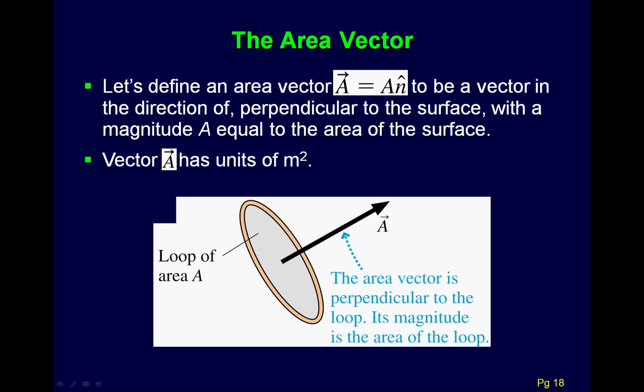Our definition for the effective area will technically be a vector, and Knight talks about this. The vector is basically 90 degrees to the surface of the loop. Here's our loop. The loop makes some plane, and this area vector is perpendicular to the loop, that's its direction. The magnitude is just the area. So for a circle, if you call this r, it would just be pi r squared.